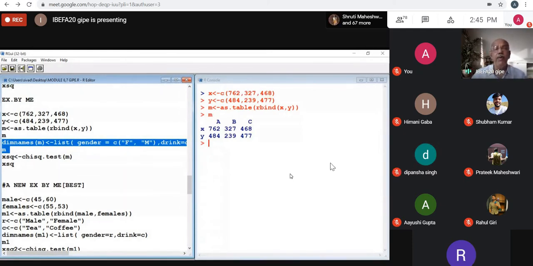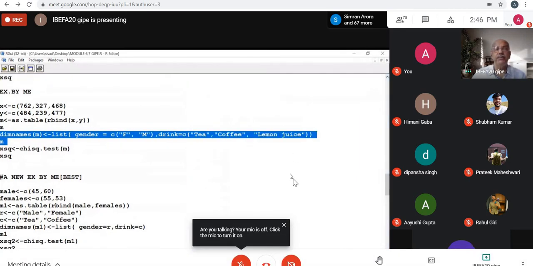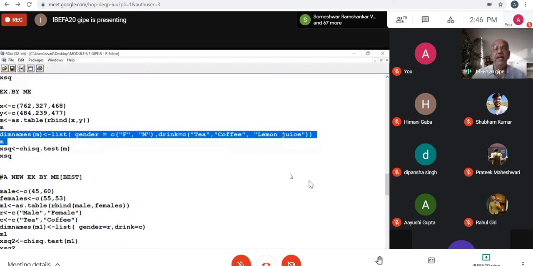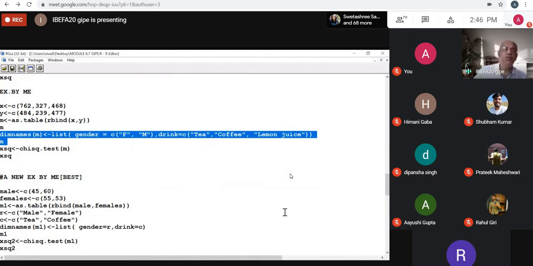When I got the output, the title was ABC. Actually, A stands for tea, B stands for coffee, and C stands for lemon juice. I will give a string, drink equal to C, tea, coffee, lemon juice. X is female, Y is male. Gender. So inside the parenthesis list, you give the two string data.